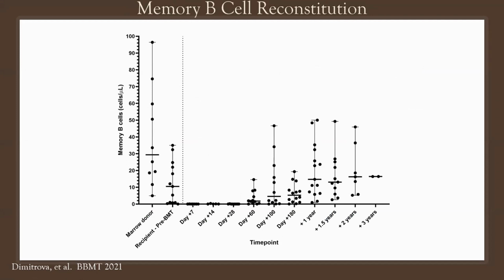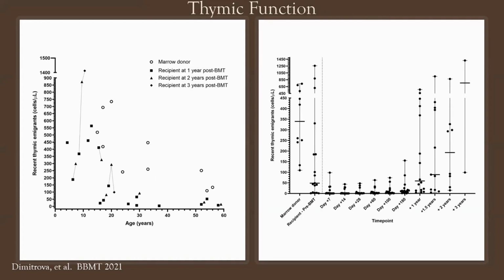We saw B cell recovery at 1 to 2 years after transplant, memory B cell recovery approaching donor levels by 1 year post-transplant. We also saw evidence of thymic function with recent thymic emigrants at the level of a normal donor, particularly for the younger patients who still have the ability to recover thymic function after a reduced intensity transplant.